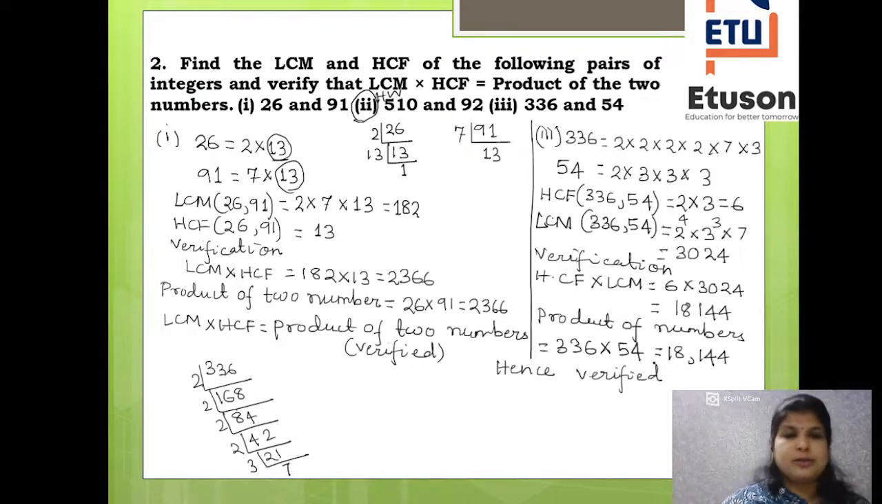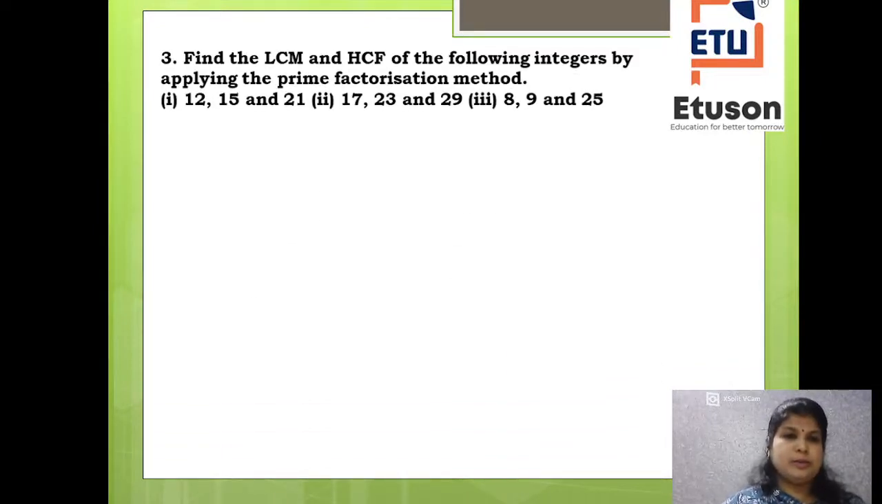Okay. Now let us go to the next question. What is the next question? It is question number 3. Find the LCM and HCF of the following integers by applying the prime factorization method. Very simple, right? In the previous question there were two numbers, and here the only difference is that you have three numbers. So let us take question number 1.